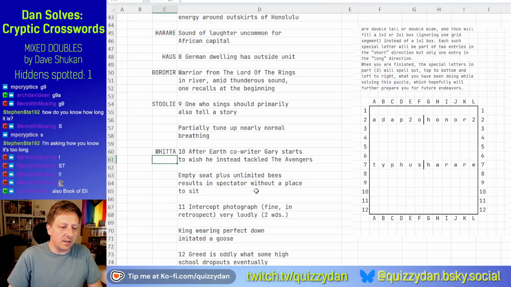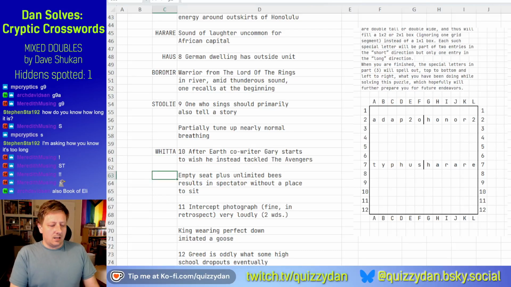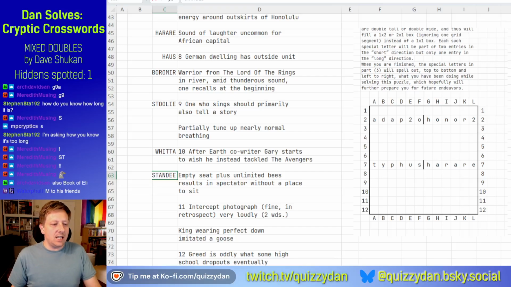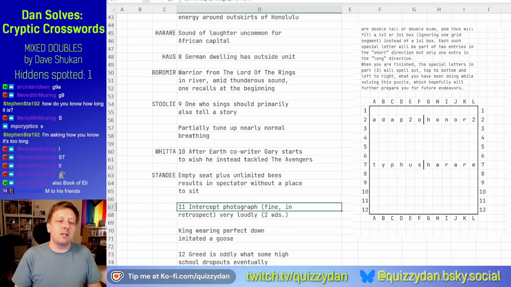Empty seat plus unlimited bees results in spectator without a place to sit. Empty seat, ST. Plus is and. Unlimited bees, take off the first and last letters, you get standee. A spectator without a place to sit is a standee. Now, there's an extra letter in here, isn't there? Witter would become 5, standee would become 6 letters. That's a total of 11 letters. I can almost put it in, but not quite.